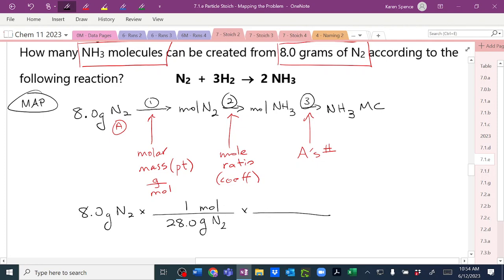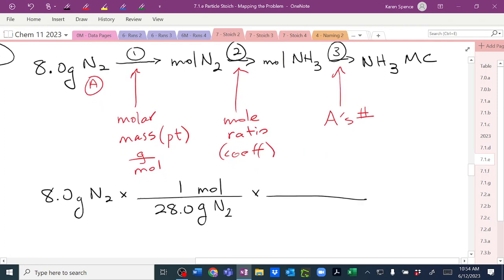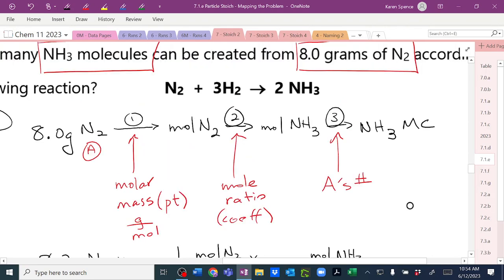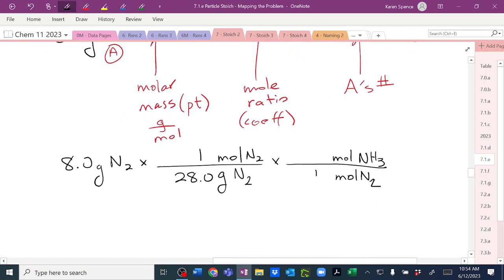Oops, what did I forget? Of N2, because I'm going to have to switch, right? So I need to have moles of whatever it is. So now moles of N2 go on the bottom, and moles of NH3 go on the top. And I go up to my question here. N2 has a 1, NH3 has a 2.